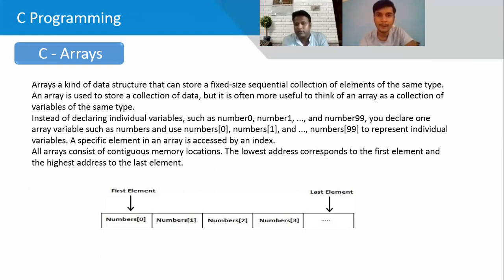That index number or subscript value is called the identifier, because you are storing multiple values in a single memory location. So without creating different memory allocations, in a single memory allocation you have to store all the values.